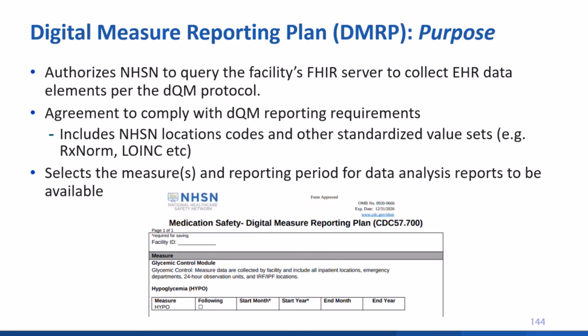So what's the purpose of this DMRP step? It authorizes NHSN to query the facility's FHIR server to collect EHR data elements per the DQM protocol. So it's an agreement to comply with the DQM reporting instructions, which includes NHSN location codes and other standardized value sets like RxNorm or LOINC. It also selects the measures and reporting period for the data analysis reports to be available.